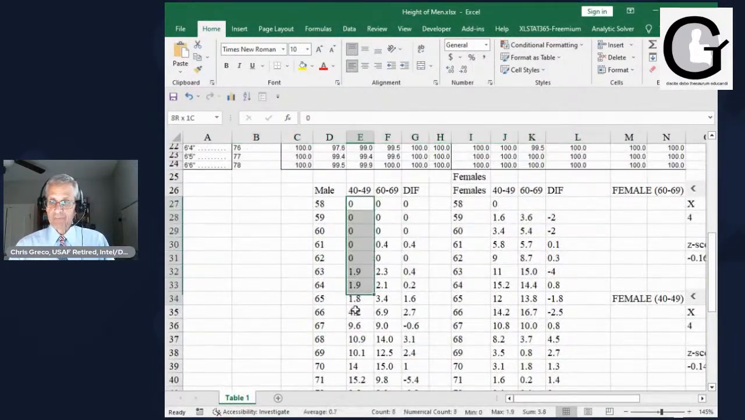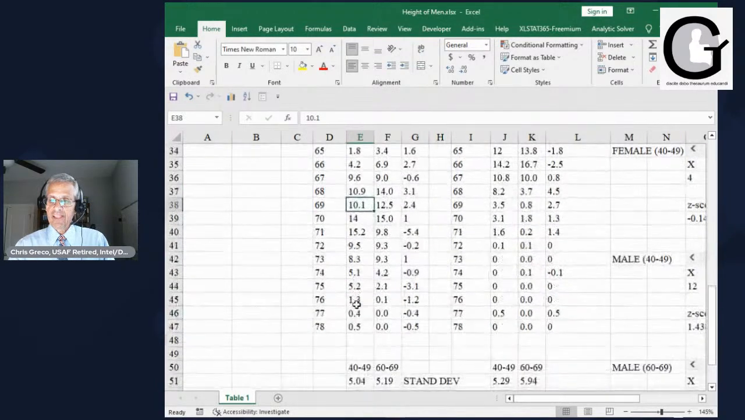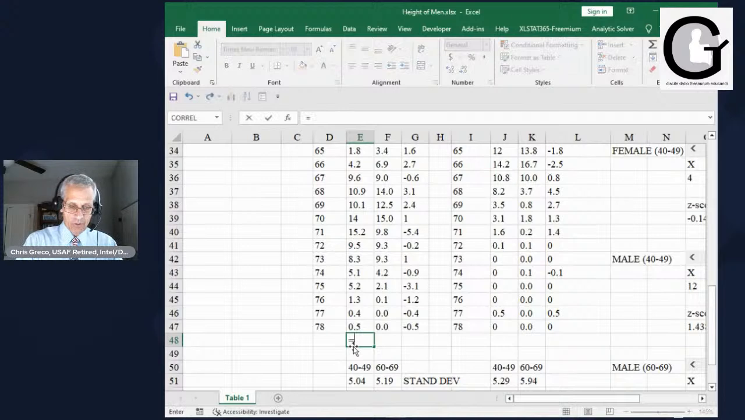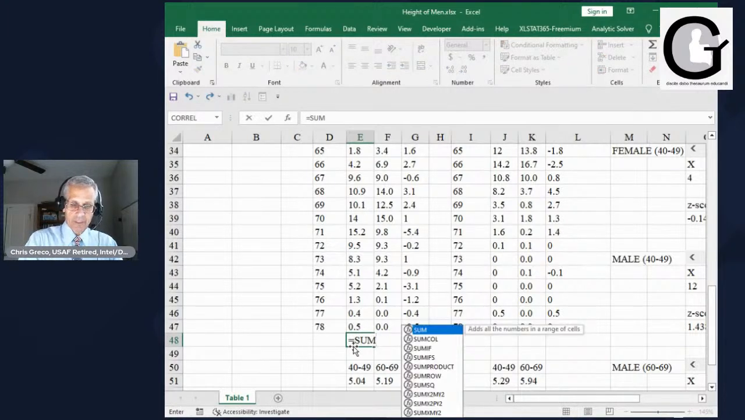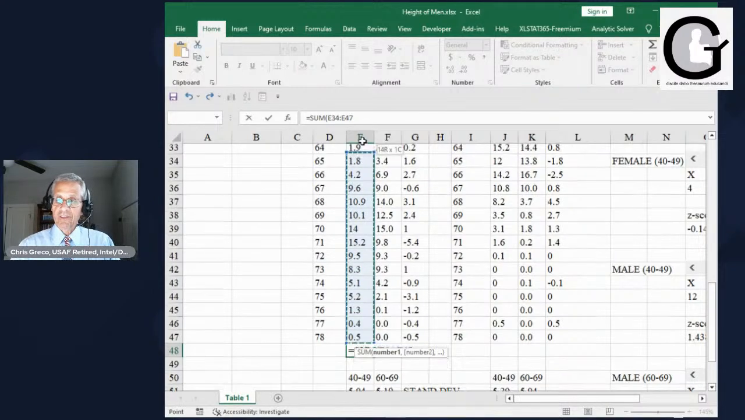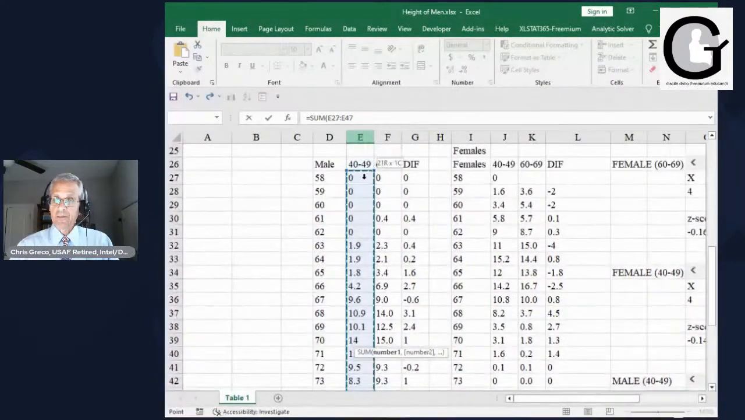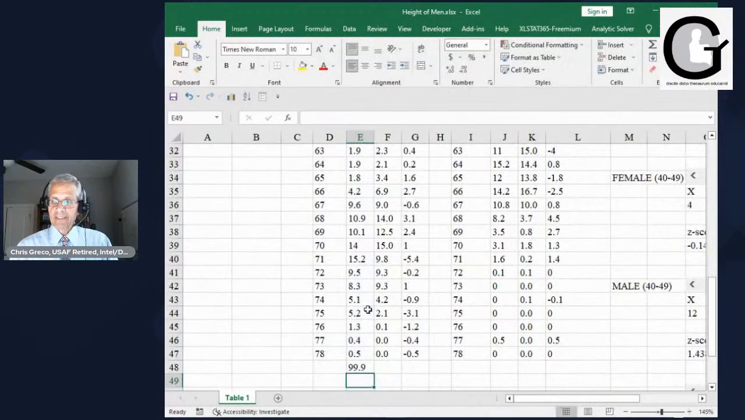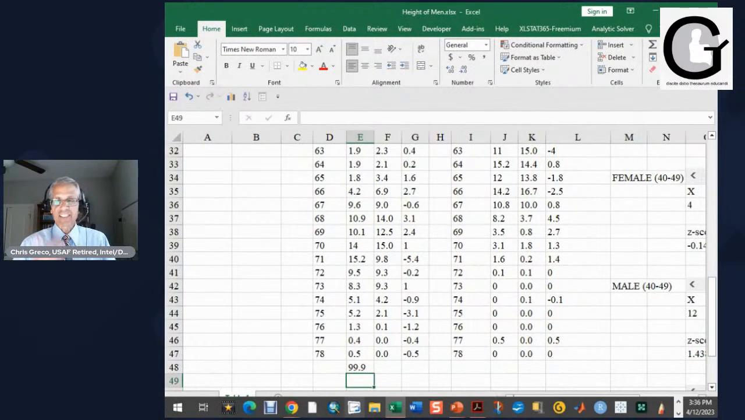How do I know I'm right? Well, I can do this. I can say equal sum of this. Now, this should turn out to be 100 because that makes it 100%. So let me see if I did it. 99.9, close enough. This is a rounding thing, okay?